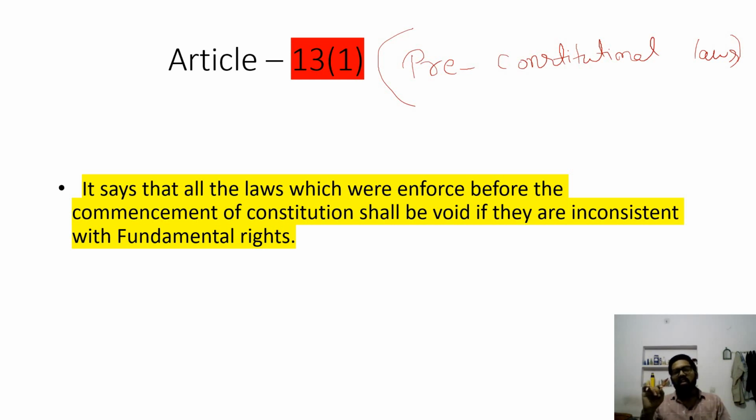Okay, so Article 13 clause 1, in simple words, says that pre-constitutional laws, it means laws made before the commencement of the constitution, laws made at the time of Britishers, if that law is inconsistent with fundamental rights, then that law shall be void. What is meant by void? It means null, end. Okay, very good thing. Got it?